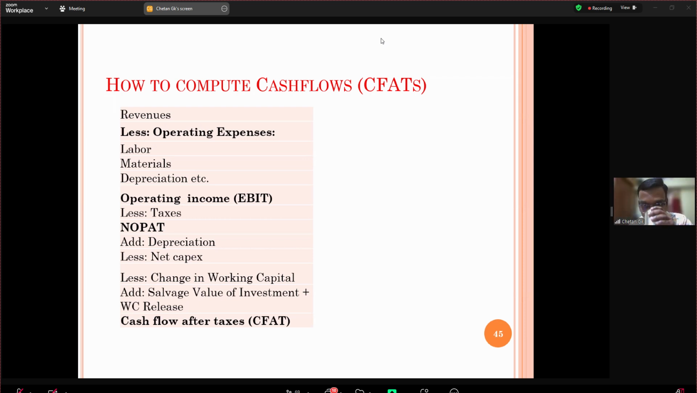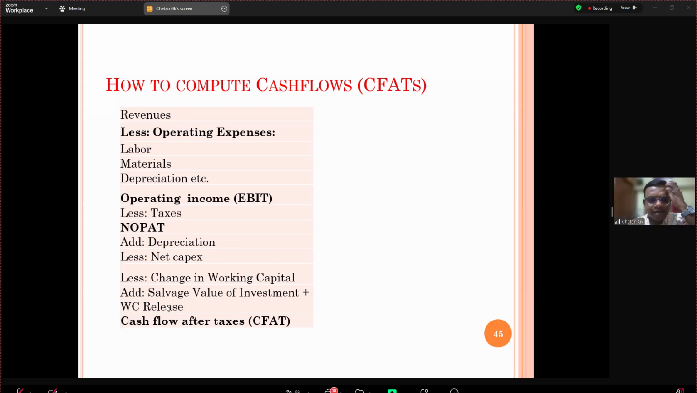So what is net capex? Capex is the investment in capital expenditure, meaning you are buying land, machinery. That is capex. Net capex means net of depreciation. Clear? Okay, sir.